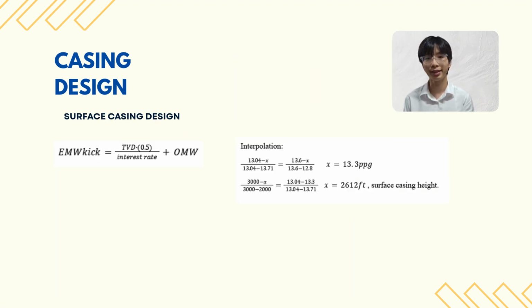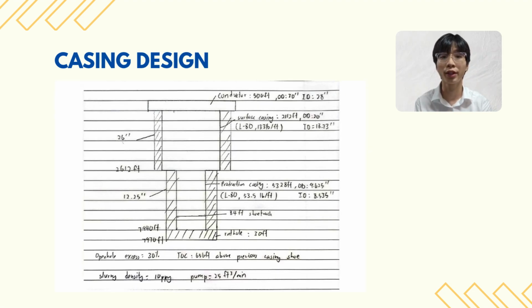After we decide on the intermediate casing, we proceed to our surface casing. Surface casing is compulsory for every well. For the surface casing, we calculate using our EWM kick formula, as shown in the slide, and compare it with our Eaton chart. We can get the surface casing depth, and it shows that it's between 2,000 and 3,000 feet. With that, we use the interpolation method, and we get our surface casing depth of about 2,612 feet.